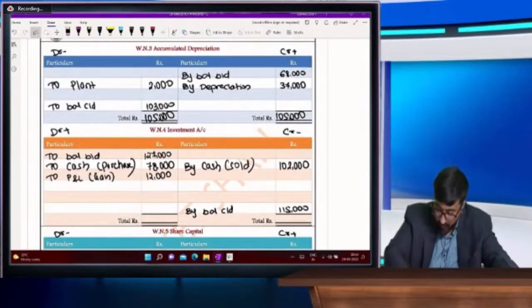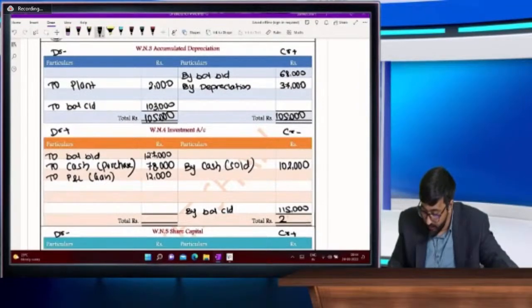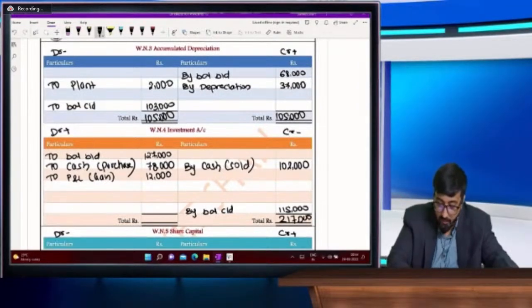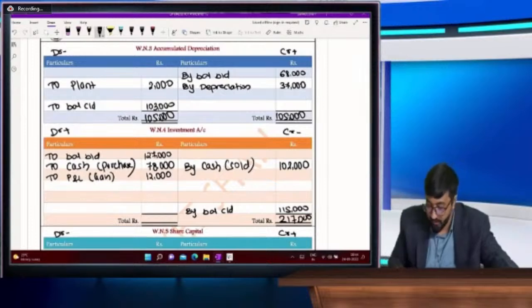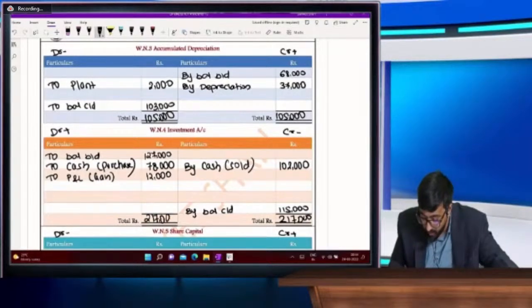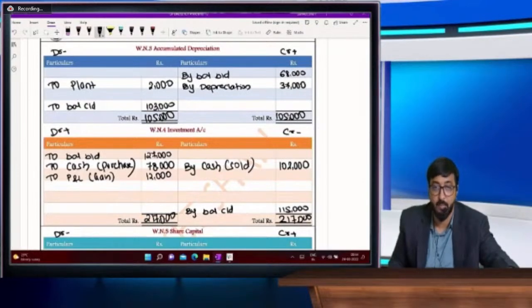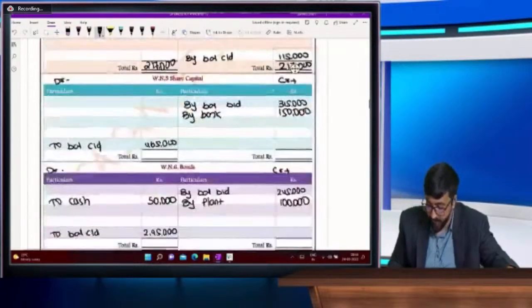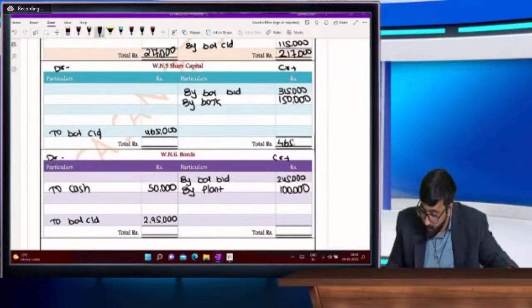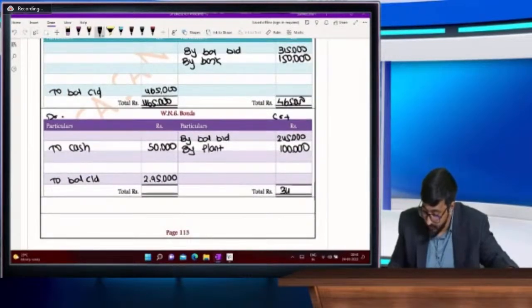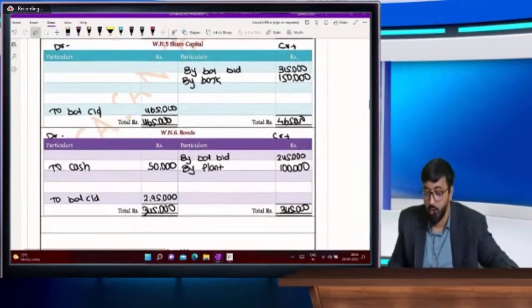Investment. This is 2,17,000 minus 127 minus 78. This is also tallied. 2,17,000, fourth working note tallied. You can check. If left, you can write it. Okay, you can take a screenshot. Share capital 4,65,000 is also tallying. Bonds 345 tallying.